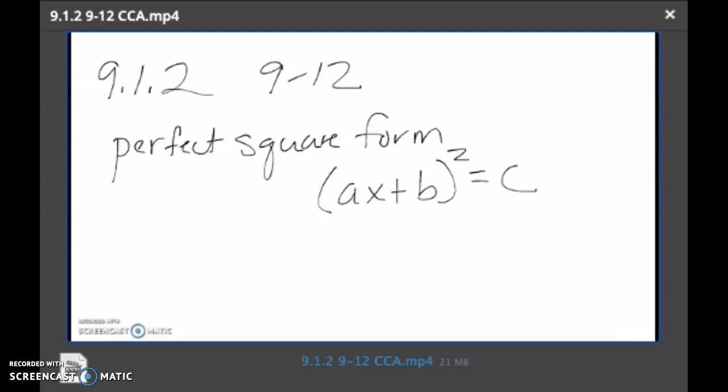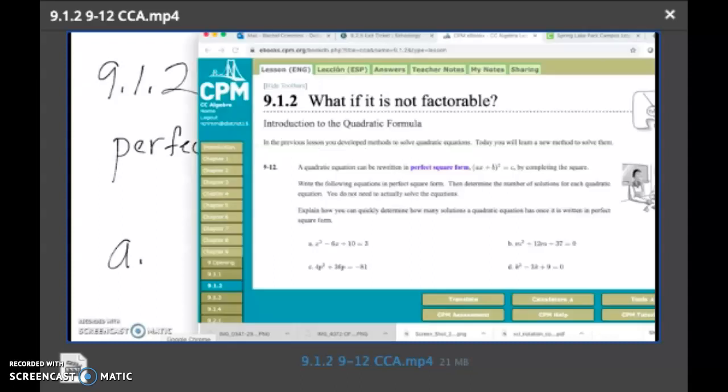And the goal would be that when we rewrite equations in perfect square form, we can very quickly see how many solutions our equation will have without having to solve for them. So I'm going to show you how we can do that. So we're going to take a look at problem A to begin with. And problem A is x squared minus 6x plus 10 equal to 3.